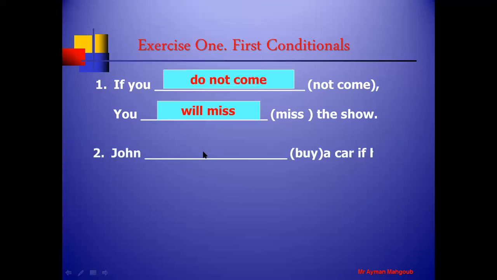The second sentence. John space buy a car if he space get a job. Please answer. Will buy? Yes, John will buy a car if he gets... Rawan. Anyone else? Will buy, gets. Farah, Rida, Noor, Arafat. Thank you. Great. John will buy a car if he gets a job. You can also say John can buy a car or may buy a car. Okay. Thank you.